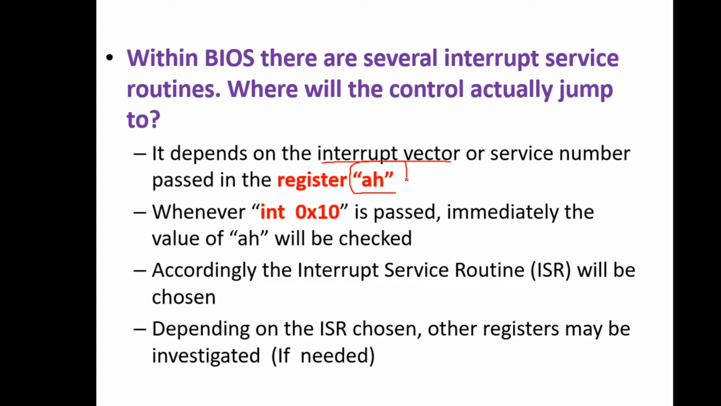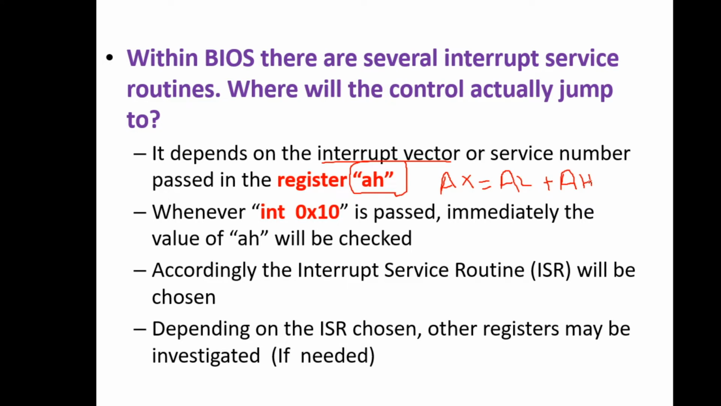The higher part of the accumulator register is your AH register. So this value has been set in this AH register, the higher part of the accumulator. The accumulator contains AX, and AX will have two parts: AL is the lower part, followed by AH, the higher part of your register. In a 16-bit architecture, the first 8 bits will be the lower part, followed by the higher part.